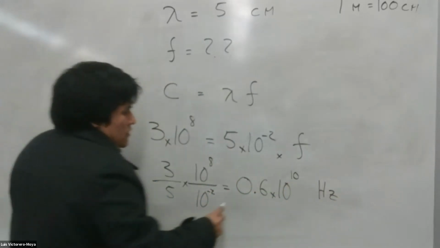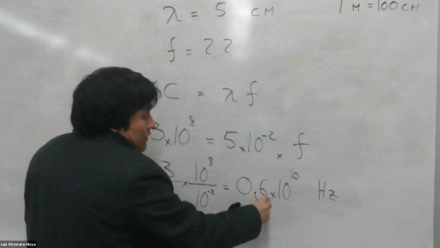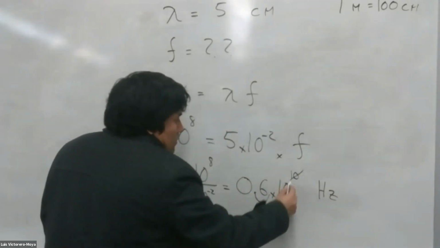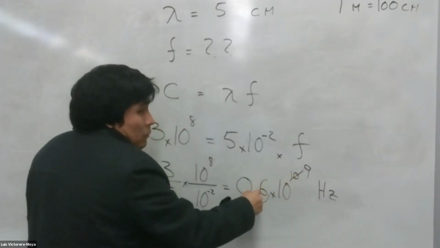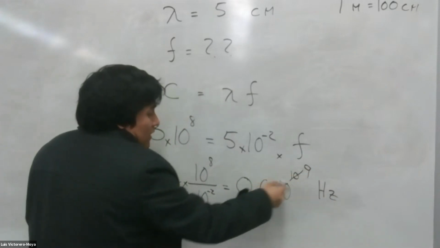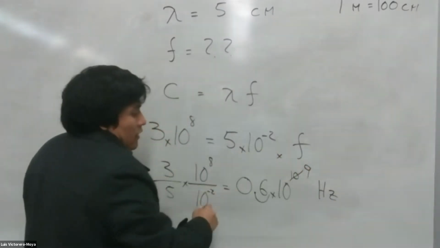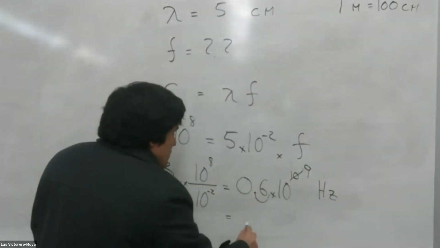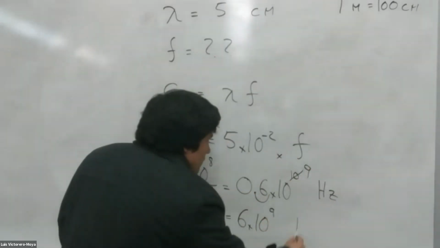What we do is we move the decimal by 1. I take one place from here and put it there. So I multiply by 10 and I divide by 10, or I subtract 1 from the exponent. I get 9. So this will be 6 times 10 to the 9 hertz.